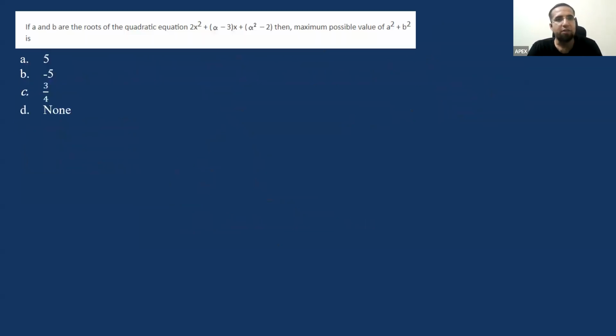Right, so let's move to the next question. Now, this is a question that, you won't believe it, you have already seen in the class. That should help you understand that this should be in the first list. Okay, if A and B are the roots of the quadratic equation 2x square plus (alpha minus 3)x plus (alpha square minus 2), then the question is asking you to find the maximum possible value of a square plus b square.